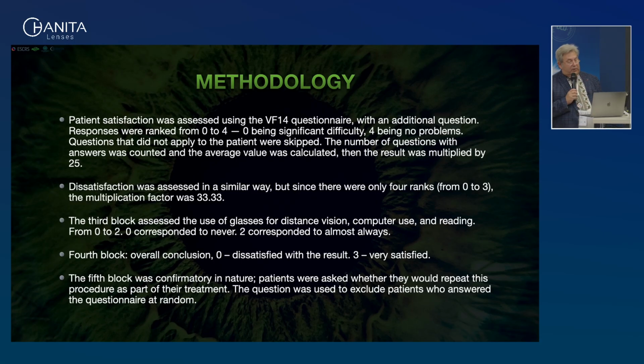How we evaluated our data. Patient satisfaction was assessed using the VF-14 questionnaire with an extra question. Answers were ranked from 0 to 4: 0 was major difficulty, 4 no problem. Questions not applicable to the patients were skipped. The number of answered questions was counted, the average value calculated, and then multiplied by 25. Dissatisfaction was assessed similarly, but because there were only 4 ranks, from 0 to 3, it was multiplied by 33.33.